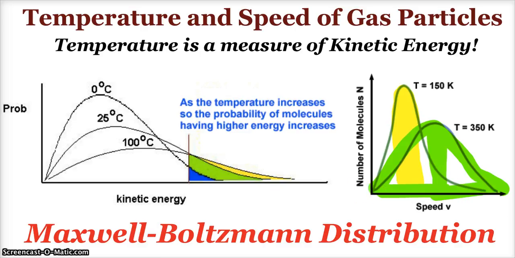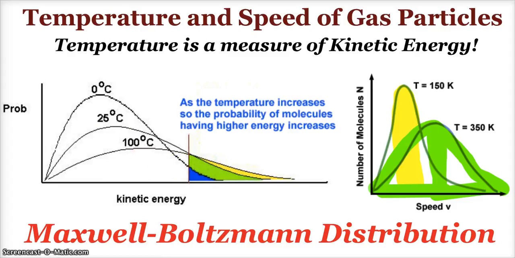I know my art skills are amazing. But you can see that a little more with the plot on the right. Okay, as the temperature increases, so the probability of molecules having higher energy increases. So at 0, a much higher hump, so most of the particles are at that amount of energy. Then 25 it flattens out, and 100 flattens out even more.